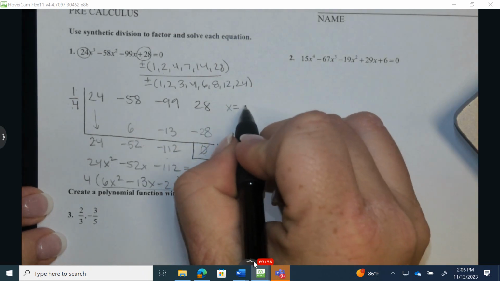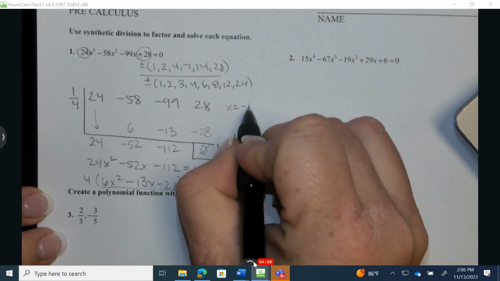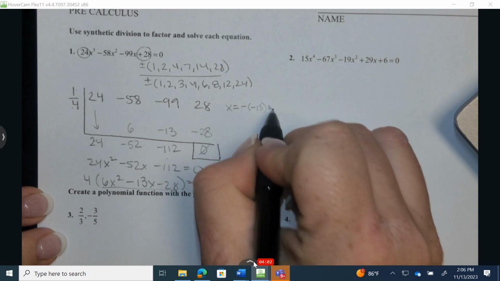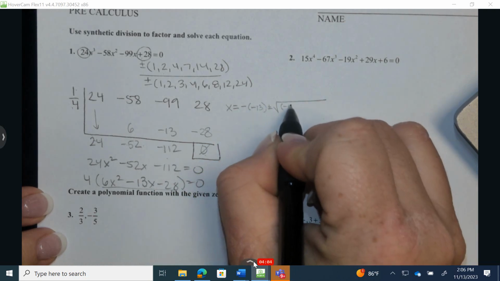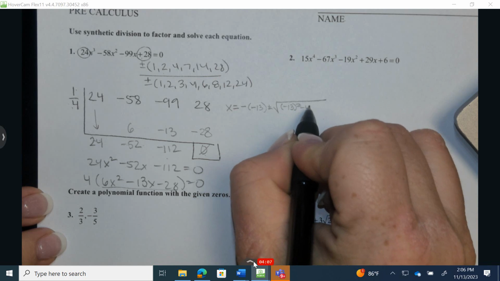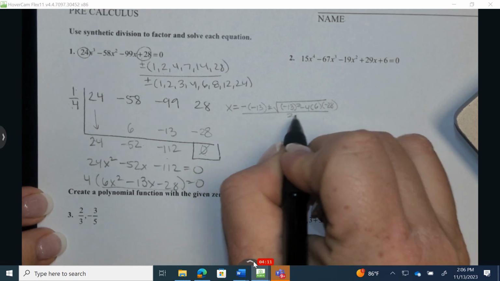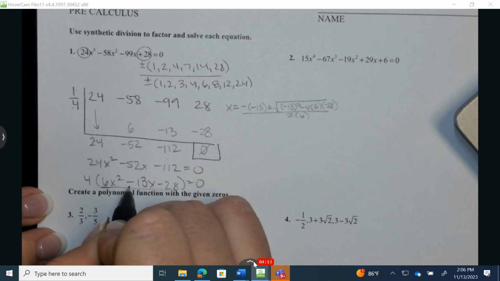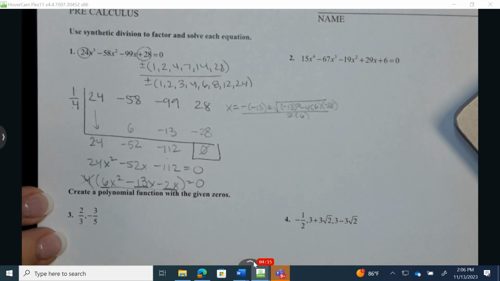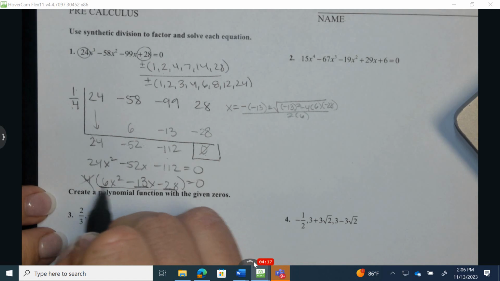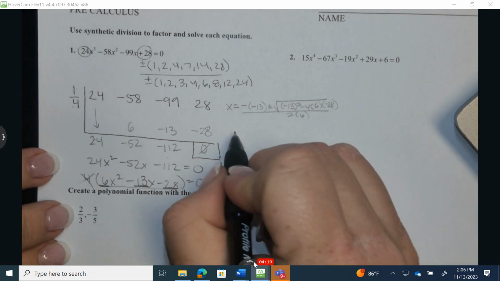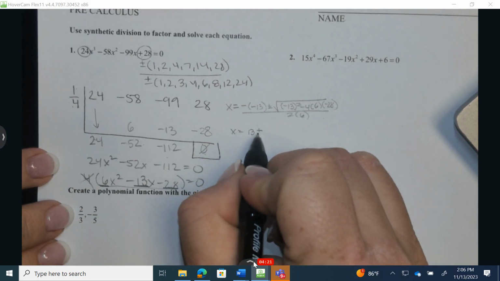X equals negative b, but the b is already negative, so two negatives make a positive. And then it's going to be b squared minus 4ac, all divided by 2 times a. A, B, and C. Don't get distracted by the 4 that's been factored out. Okay, x equals positive 13.